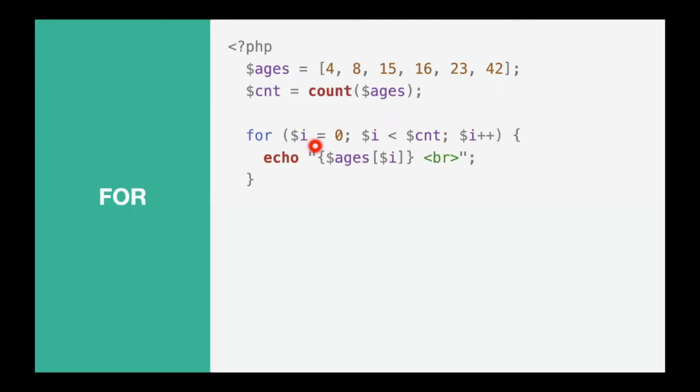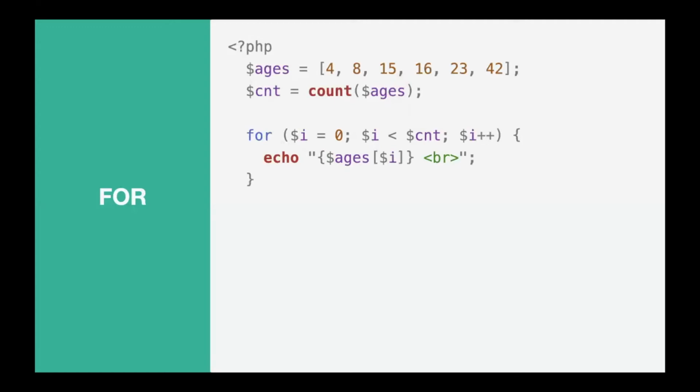We will still initialize our iterator. We're using $i here. We're setting it equal to 0. Then we're going $i is less than $count. So as long as $i is less than the number of items in the array, then it's going to continue looping. Then we do $i plus plus, and we have our echo statement inside of our for loop. So this will output each age inside of the array.